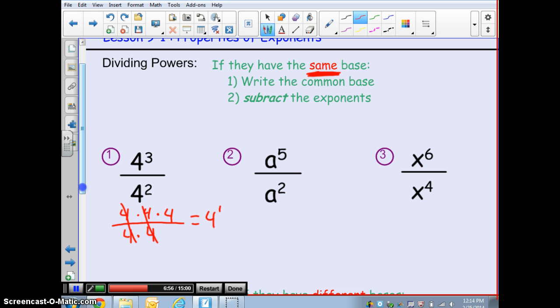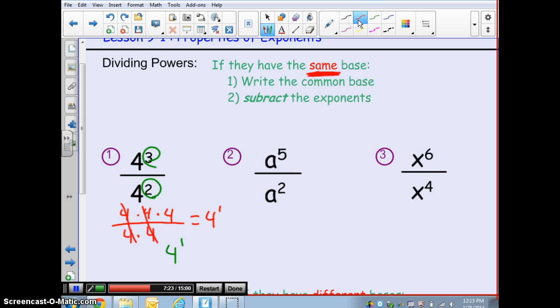Now if you were to look at this problem without expanding it out, we could have, using this new law that we're learning, written down the common base and subtracted the exponents. So we would do 3 minus 2 and get 4 to the first power. Okay? So that's our law for dividing powers with the same base. We're writing the common base and then subtracting the exponents. So let's try number 2.